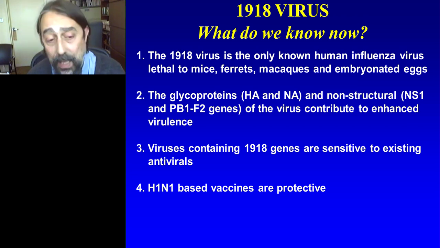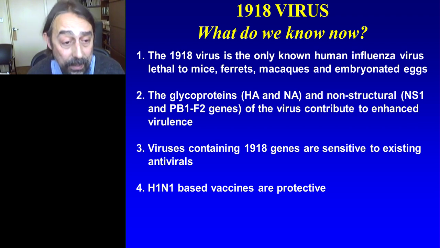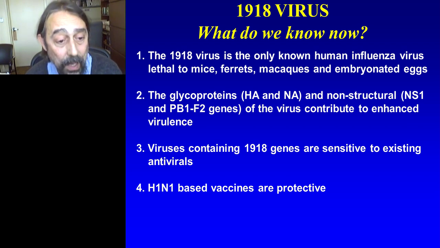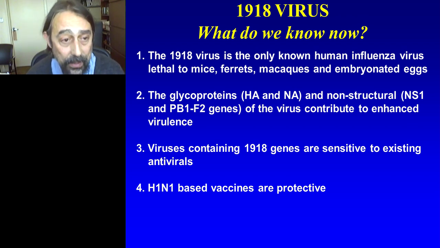Now, the good news is that if we test existing antivirals against influenza, we can actually treat the 1918 infection in animals, and we can also use a vaccine based on H1N1. The vaccine is protective, meaning that for a virus like 1918 we will still be able to prevent infections with vaccines and treat with the existing antivirals.